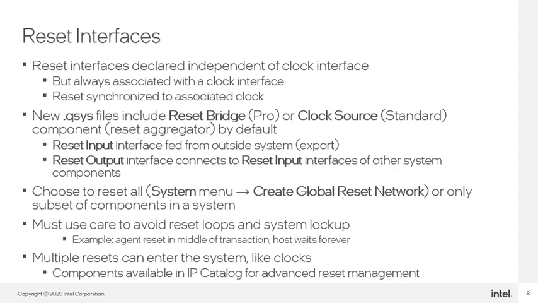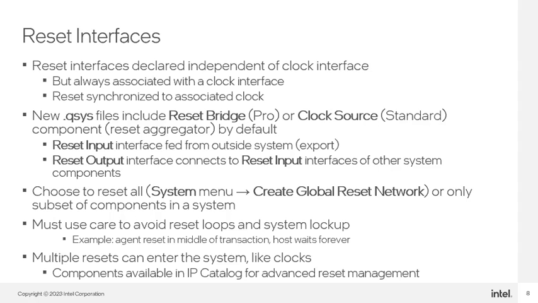For connecting resets, you can use one of two methods. The simpler method is to use a global reset. Simply select the Create Global Reset Network option from the System menu. With this option, Platform Designer automatically ORs all reset output interfaces, synchronizes them to each clock domain, and connects them to all reset input interfaces. The exception to this would be any reset input interface that has been exported, such as the reset input interface of a reset bridge or clock source component. In most cases, you would use this option if there is only one reset domain in the system, instead of ORing all the reset domains together.